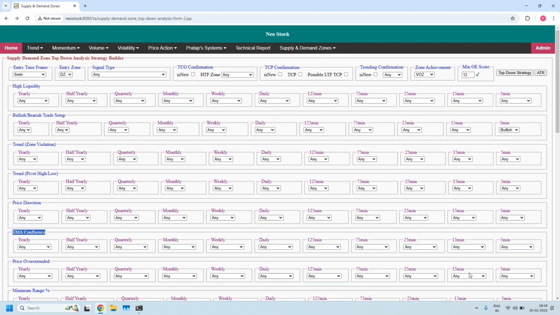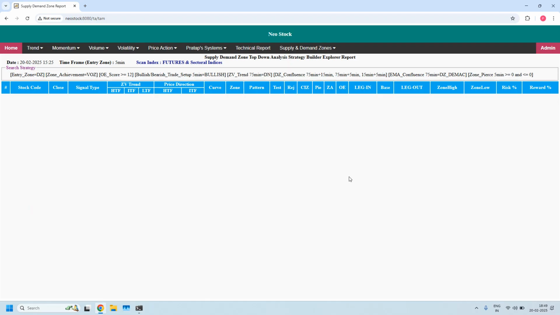In the EMA confluence at the 75 minutes time frame, I am checking whether the 75 minutes demand zone has daily EMA confluence or not. And the trend on the 75 minutes should not be sideways. It should be downtrend. So with these filters, we did not get any stocks.